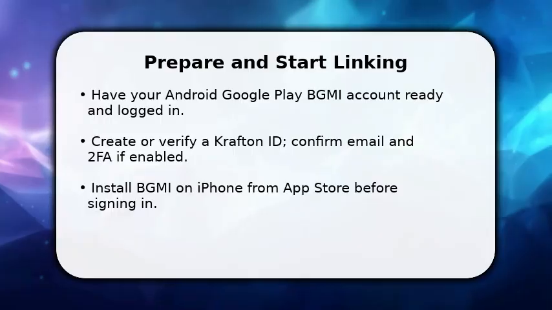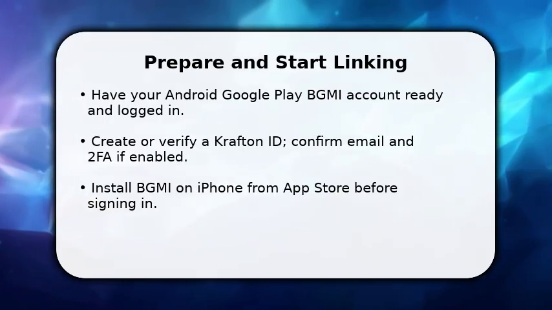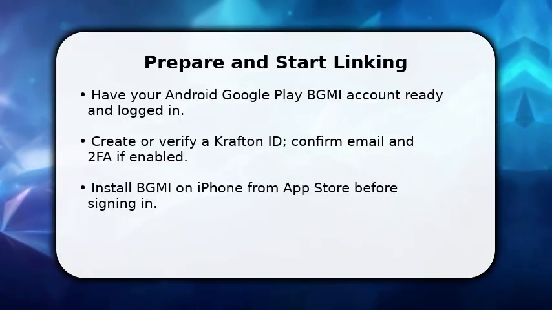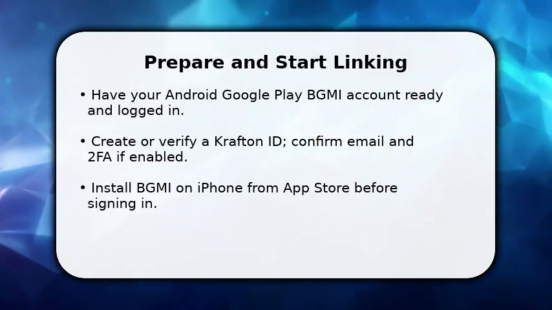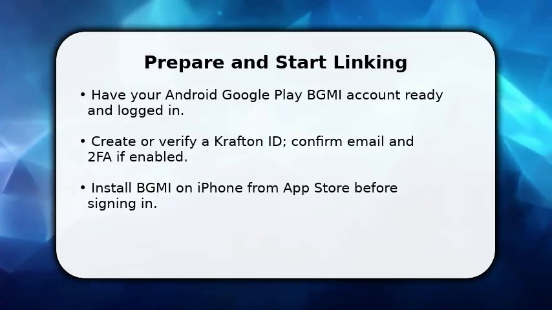You start by preparing the source account. On your Android device, open BGMI and make sure you're signed into the Google Play account that holds your progress. Once done, create or verify a Krafton ID and confirm the linked email so you can move data securely.